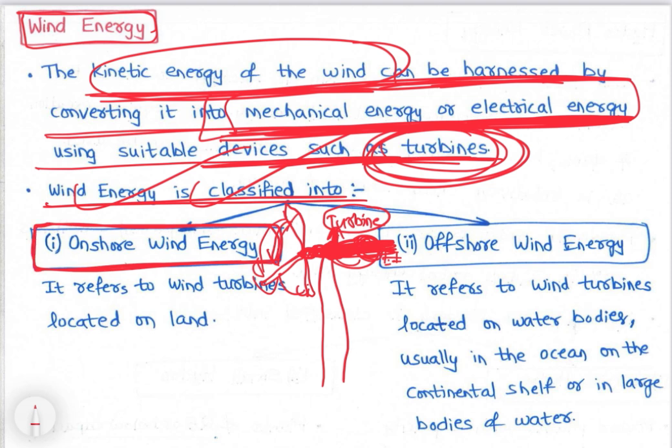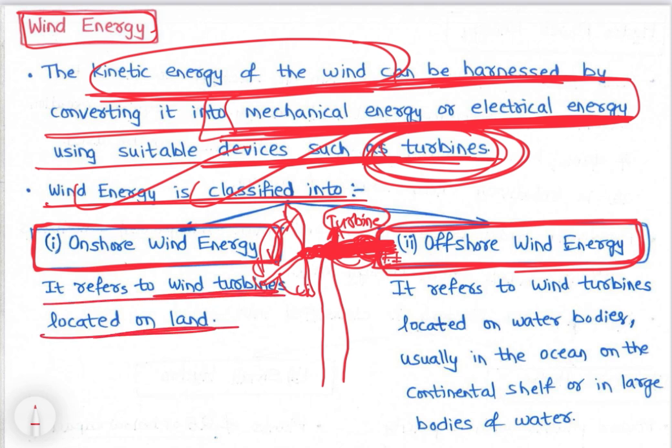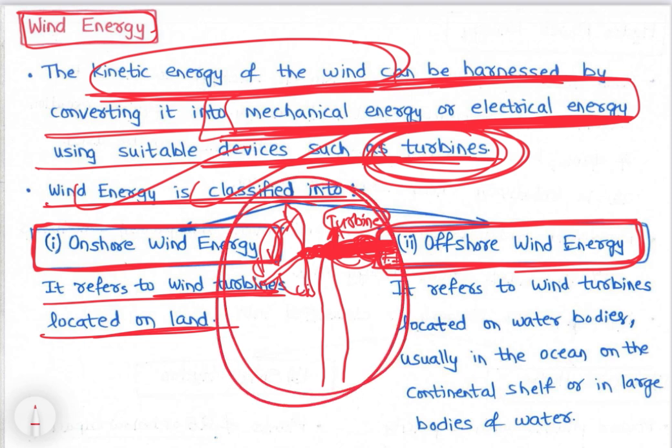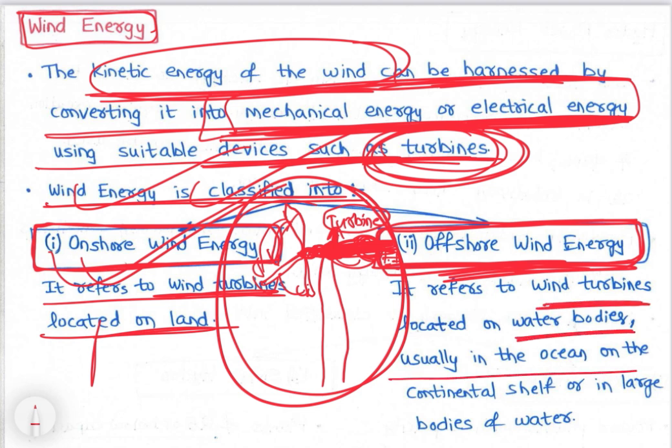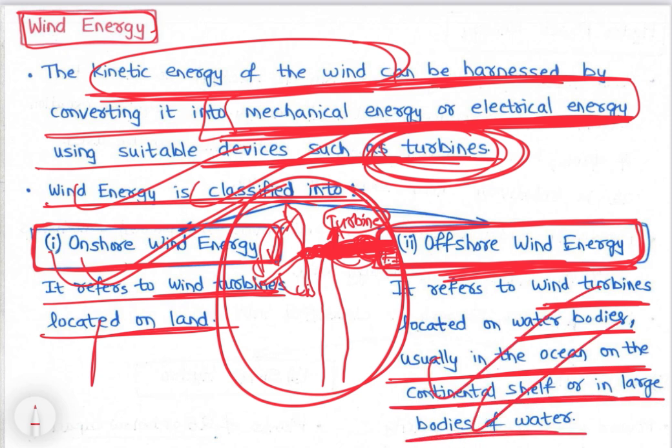Onshore wind energy and offshore wind energy, right? Onshore refers to wind turbines located on land. If they are on land, that is called onshore wind, and if they are on the ocean or some water body, usually on the continental shelf or large bodies of water, they are called offshore wind energy, right?